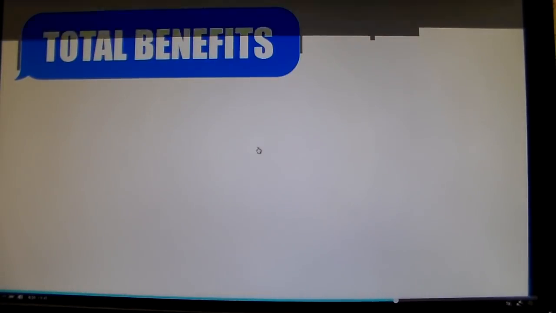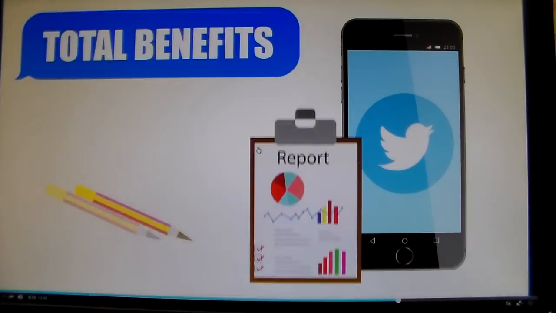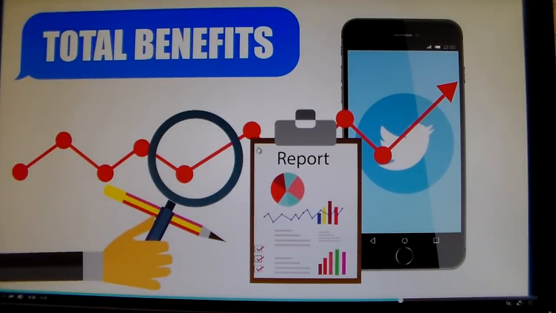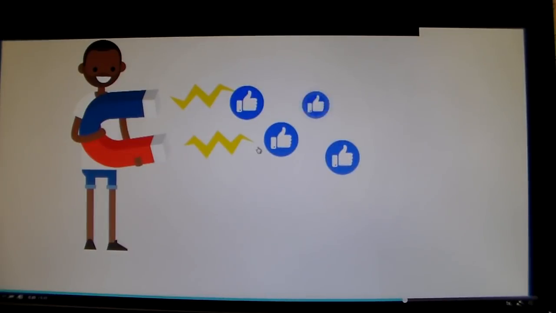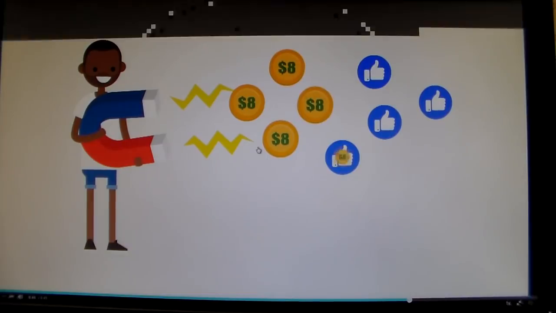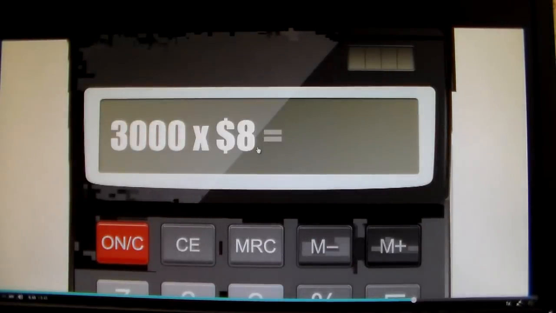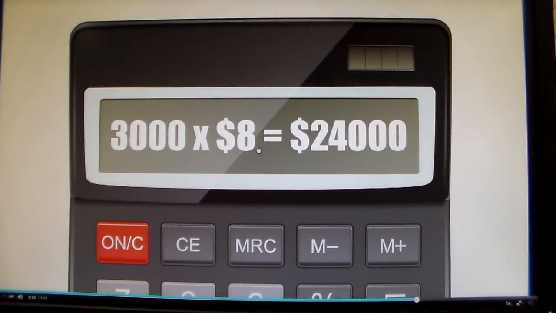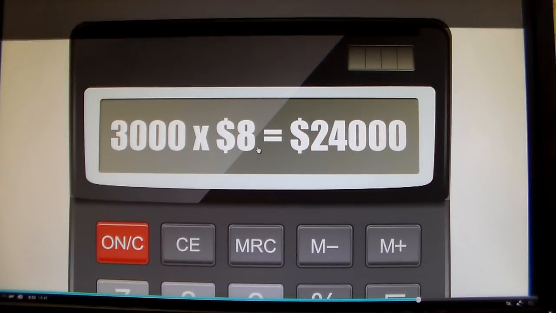The 5th step is to measure total benefits by platform. Using your analytics tool, you can collect incoming traffic by site. For example, you successfully attracted 3,000 new visitors to your Facebook page. We already know the value of getting a visitor is worth $8. Then the benefit is 3,000 times $8 equals $24,000.